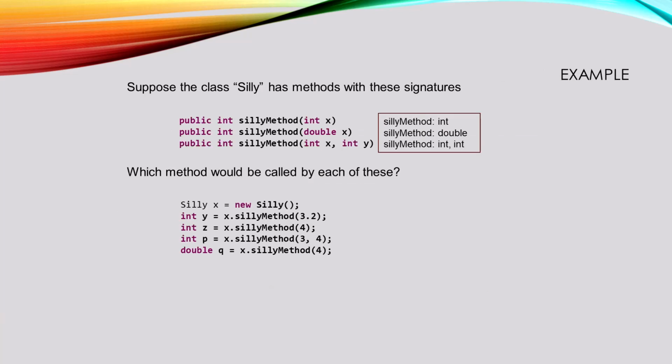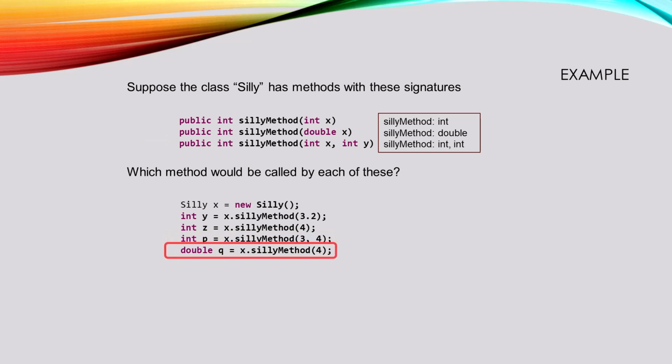Let's do a few examples to see how this really works. Suppose we've built a class named Silly, and its methods overload the name sillyMethod. For each one of them, this is what their method signature is. Since they're all unique, we're allowed to make these declarations. In this example, the argument, 3.2, is a double, so the method signature it will match is the second method. With one integer argument, this is the method this code will call. And with two integers, this call will refer to this method.